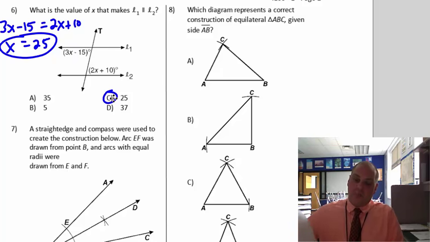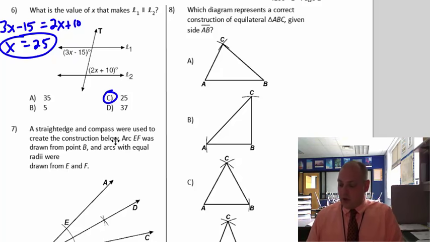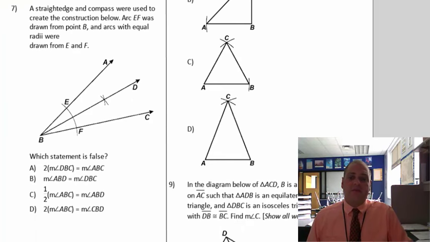A straight edge and a compass were used to create a construction below. So they did the construction for us instead of us, and they sometimes do this on part 1. They put constructions on part 1 as multiple choice. They give you the construction. They're asking you what is true, what is false. In this case, they're saying what is false.